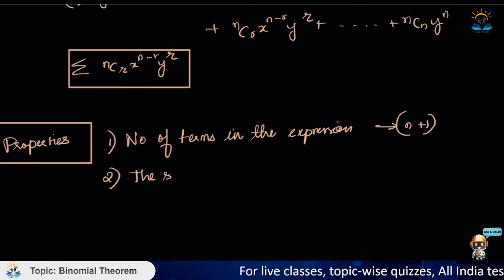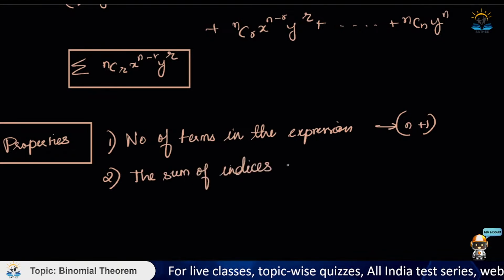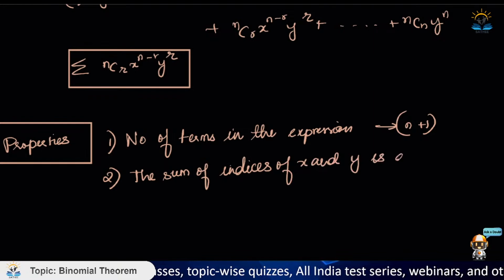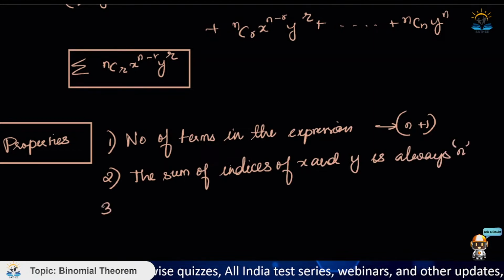So now the next one is that the sum of the indices. Okay, so the sum of the indices of x and y is always n. So the sum of the indices of x and y is always n. So that will be the case.